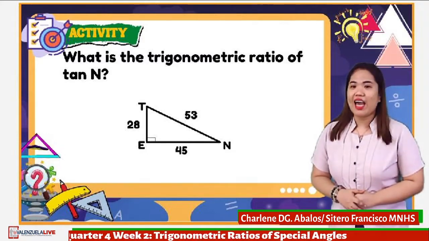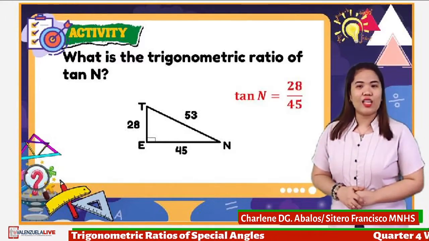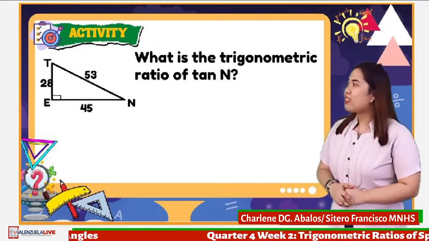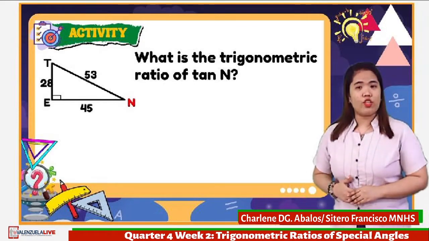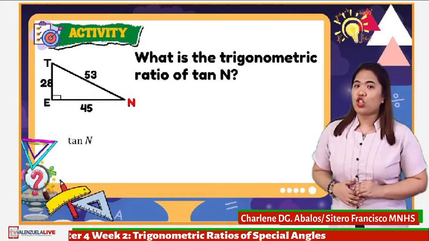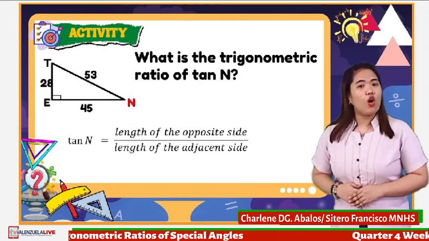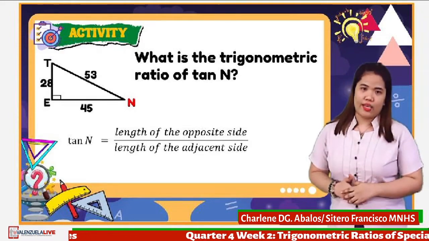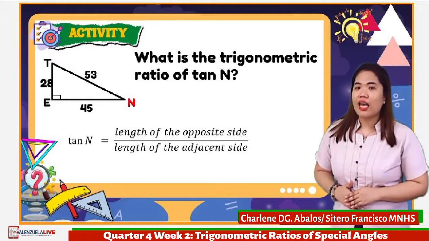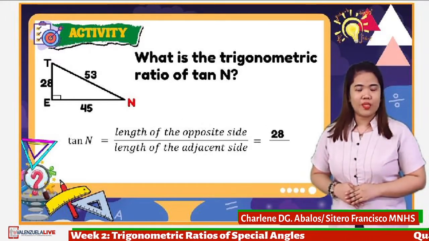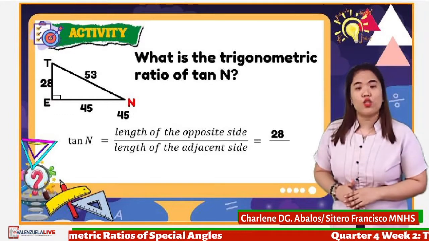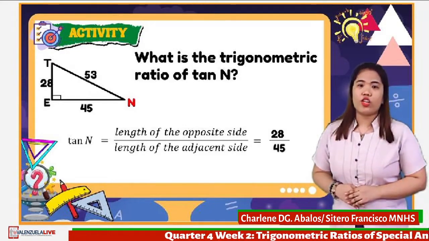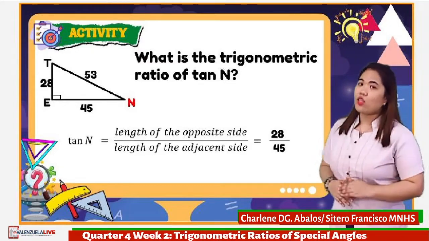Time is up! The correct answer is tangent N is equal to 28 over 45. Given that we have triangle NET and the basis is angle N, we are asked to find the trigonometric ratio of tangent N. Remember that tangent N is equal to the length of the opposite side over the length of the adjacent side. So we need the measurement of the opposite side and adjacent side. The side opposite the angle N measures 28, while the side next to angle N, which is considered as the adjacent side, measures 45. Substitute it to our trigonometric ratio, it will be 28 over 45.